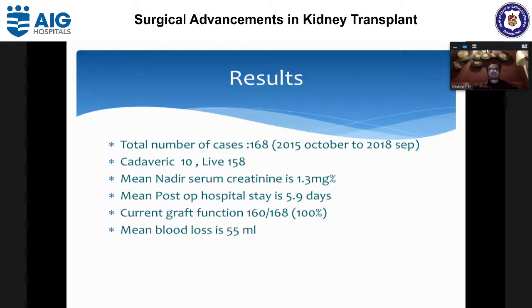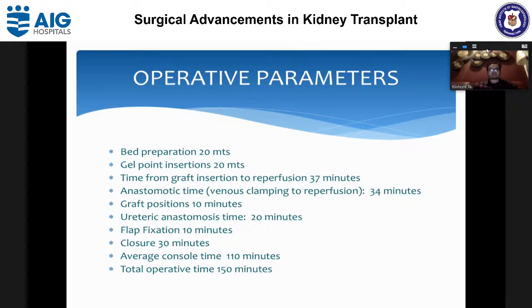So far I've done about 168 cases, 158 are live and 10 cadaveric, and hospital stay comes around 5 to 6 days. Blood loss is quite less unless you get an anastomotic leak. The bed preparation time is about 20 minutes, and the anastomotic time comes around somewhere between 30 to 37 minutes in general. There are difficult cases where it can go up to 42. Graft positioning and all those other steps would take around 30 minutes, and the ureteric anastomosis around 20 minutes. So the console time would come around 110 minutes, and the total operative time somewhere between 150 to 180 minutes.